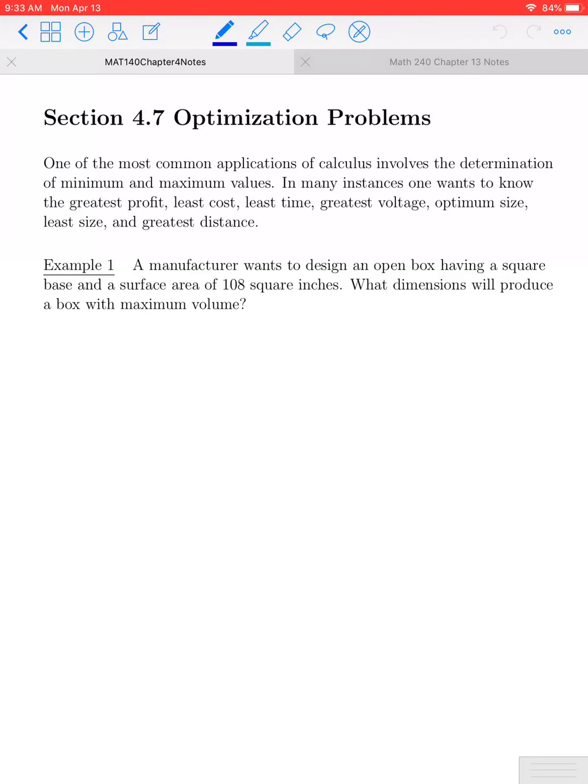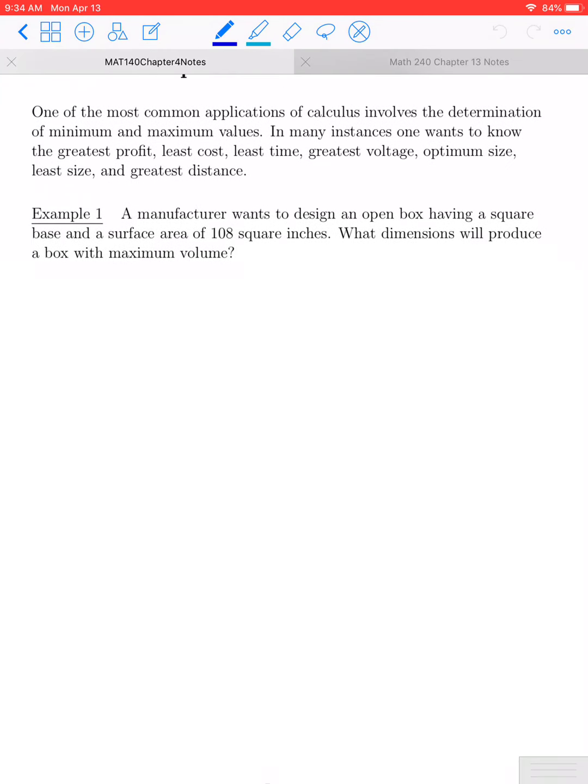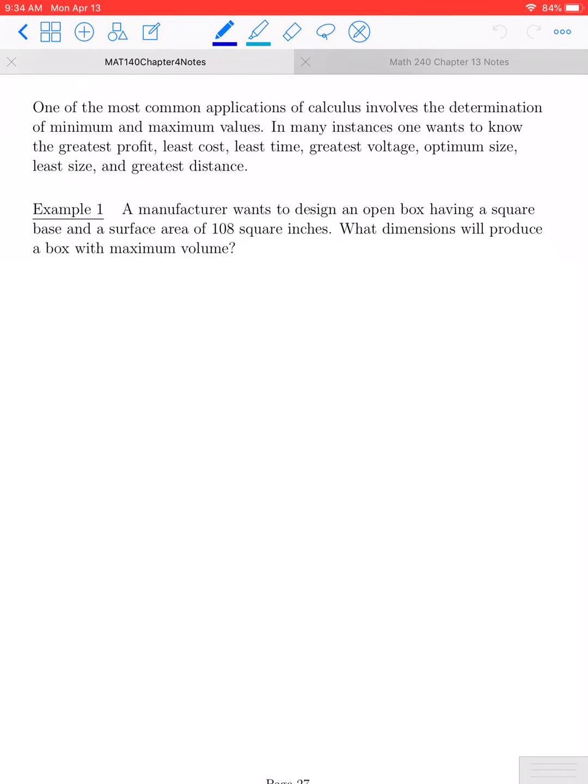Let's take a look at example 1. They say that a manufacturer wants to design an open box having a square base and a surface area of 108 square inches. What dimensions will produce a box with the maximum volume? Okay. Let's go ahead and solve this one together.